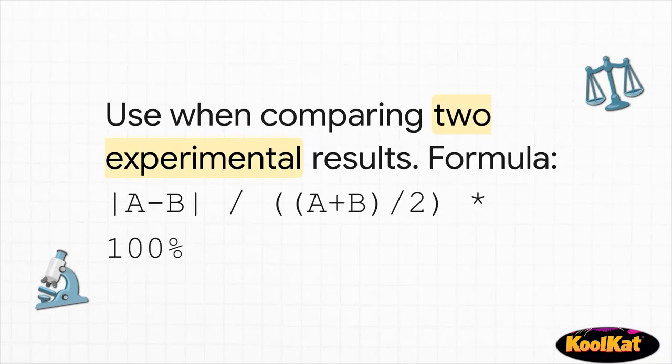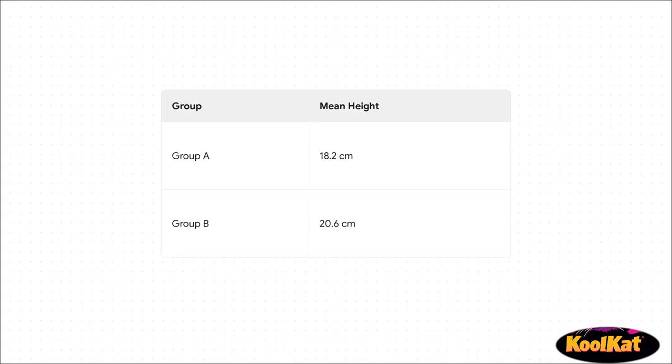Okay, but what if there isn't a true value? What if you're just comparing two groups from your own experiment? Maybe a group that got a treatment versus a group that didn't. Well, for that, you use percent difference. You're comparing your result A to your result B. And pay close attention to the bottom of that fraction. You're dividing by the average of the two, not just one of them. That's a key difference. Let's look at another example.